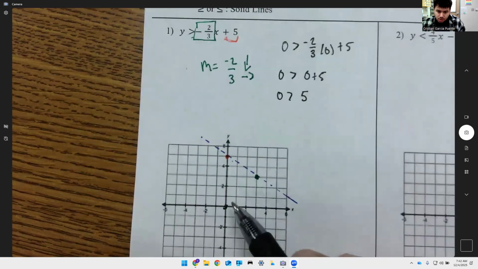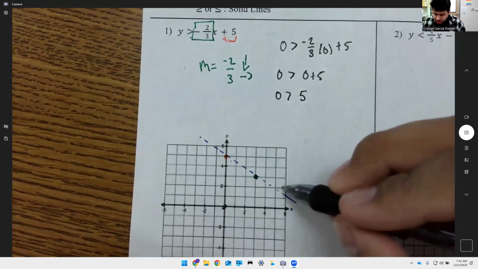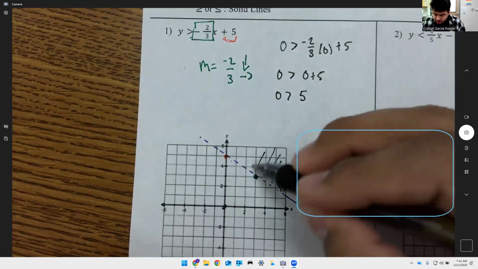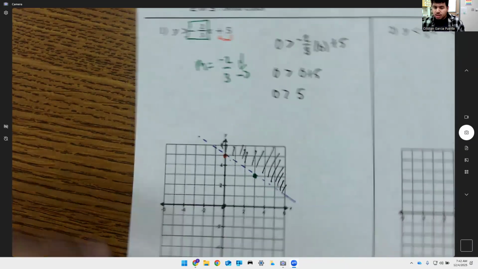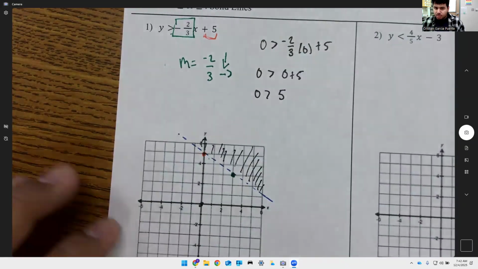So since it's not true, then this point right here is not going to be true. So we shade everything on the other side. Since the point was on this side, we're shading the other side. So everything on this side would make the situation true. And that's all we're doing. And that's it. And you're done with the problem.